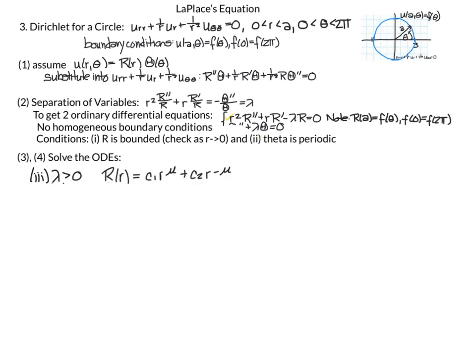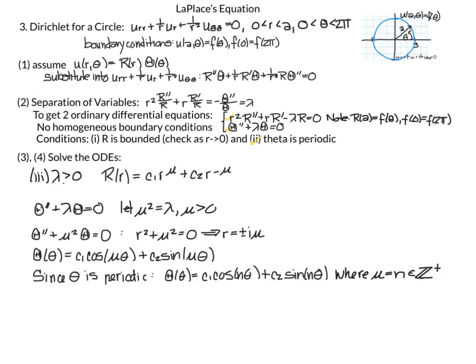Looking at this here, I can think about plugging in my boundary condition, but I'm going to get some more information about this mu by looking at theta. So here I have theta double prime plus lambda theta equals 0, where lambda is greater than 0. I'm going to let, again, lambda equals mu squared, so my characteristic equation becomes r squared plus mu squared equals 0, so r is equal to plus or minus i mu, which means theta is equal to c1 cosine mu theta plus c2 sine mu theta. Since theta is periodic, that will require mu, which is n here, to be a positive integer.